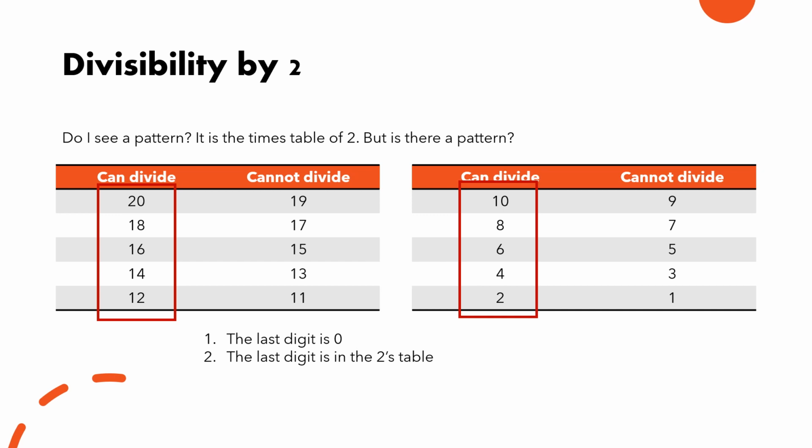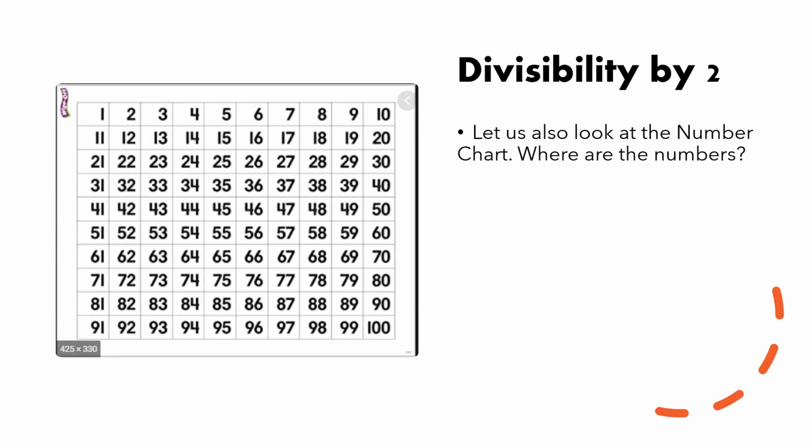Did you notice that the last digit is always 0? Or the last digit is in the 2's table as 2, 4, 6 or 8. Let us look at the number chart to see which numbers are divisible by 2. We will just cross out the numbers which are divisible by 2. What do you see? Every alternate number is divisible by 2. So every second number is divisible by 2.